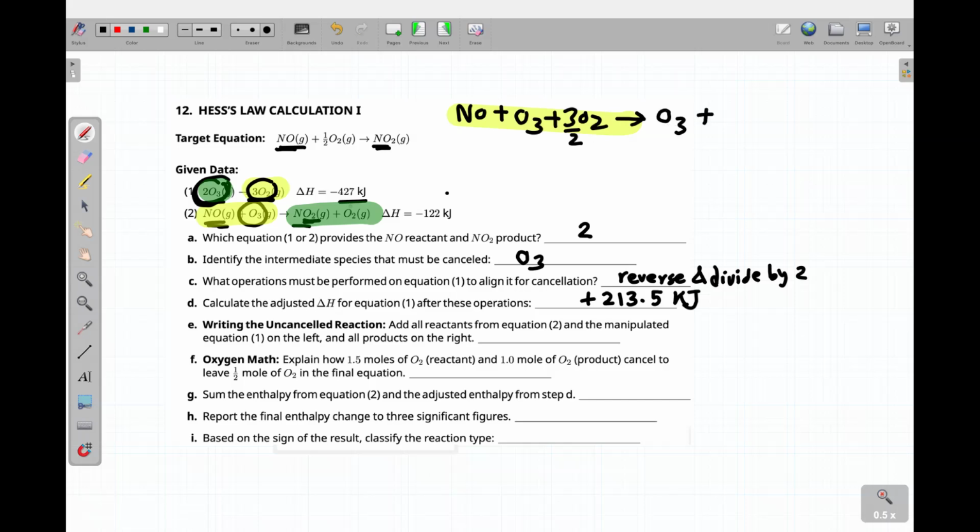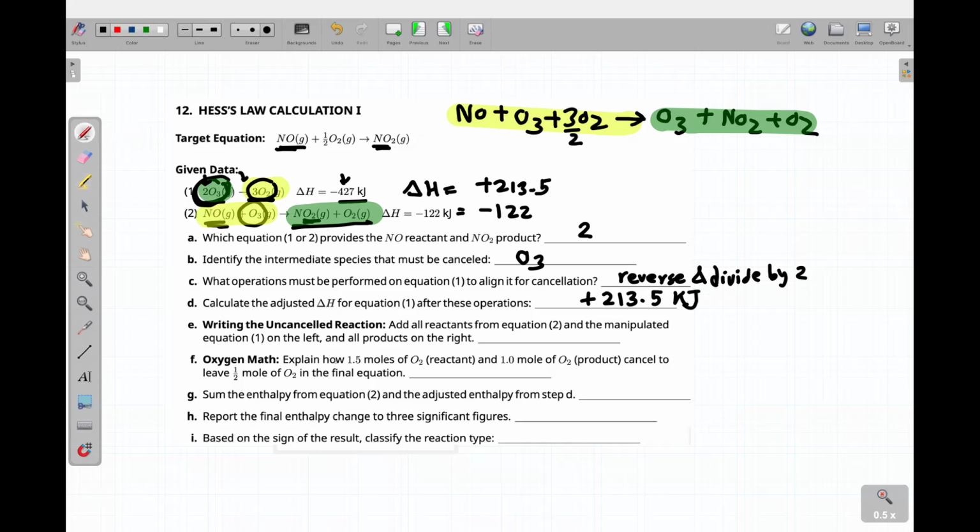And then the other product is NO2. So this is the product without reversing. This is the product after reversing. Don't forget that I have to divide this full equation by 2, even this one. It will be delta H equal to plus 213.5 after reversing and division by 2. While for this one, we didn't do anything in this equation, so it will be negative 122 kilojoules. This is the reactants, and here is the product.